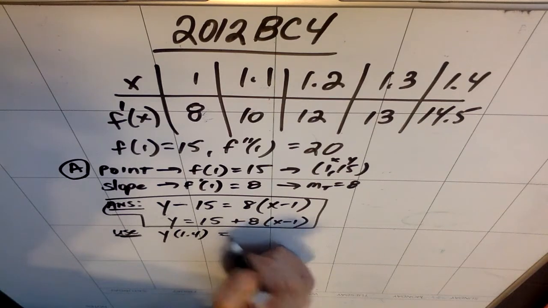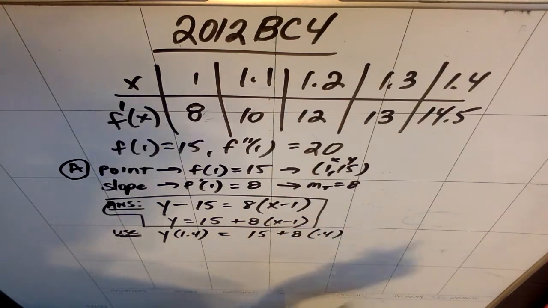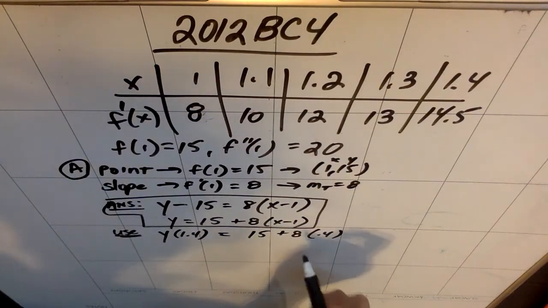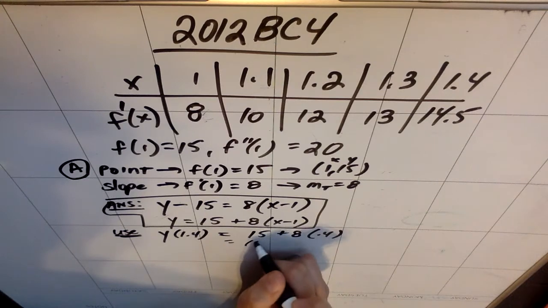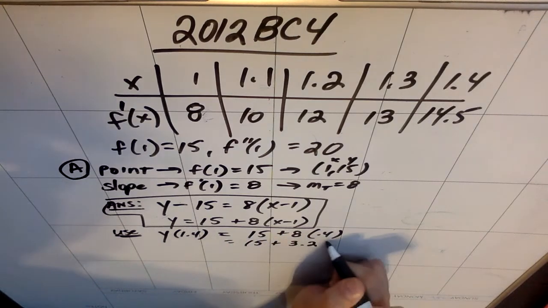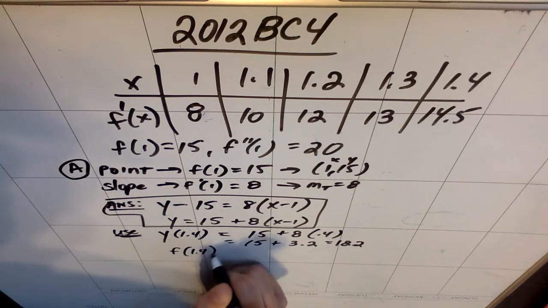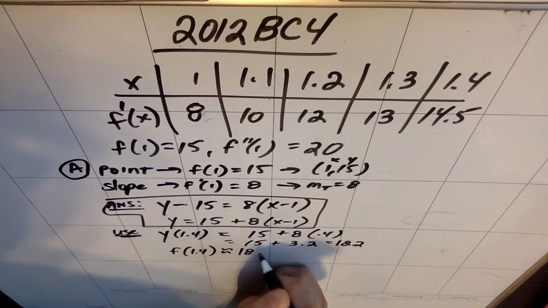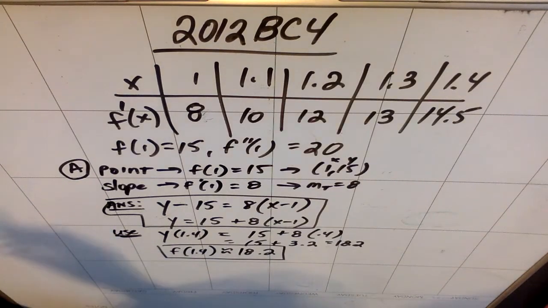So y of 1.4 would be a 15 plus an 8 times a 0.4, and that's a good reason not to distribute that 8. It's a lot easier to do 1.4 minus 1 and just get a 0.4. So that's a 15 plus 8 times 4 would be a 32, so this is a 3.2, so I get a value that is 18.2, which means that my f of 1.4 is approximately 18.2, and that's what they want, right? Cool.